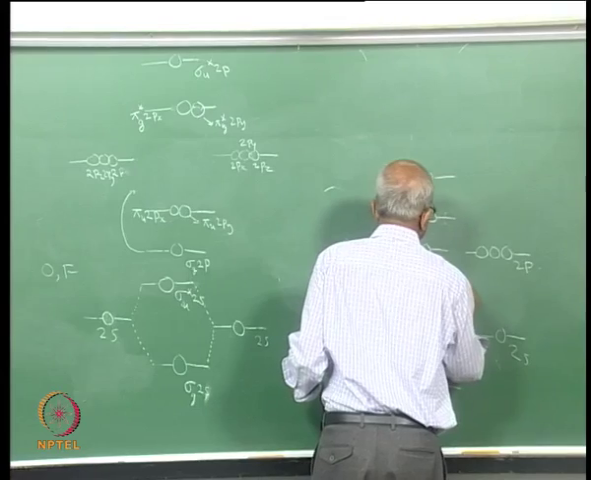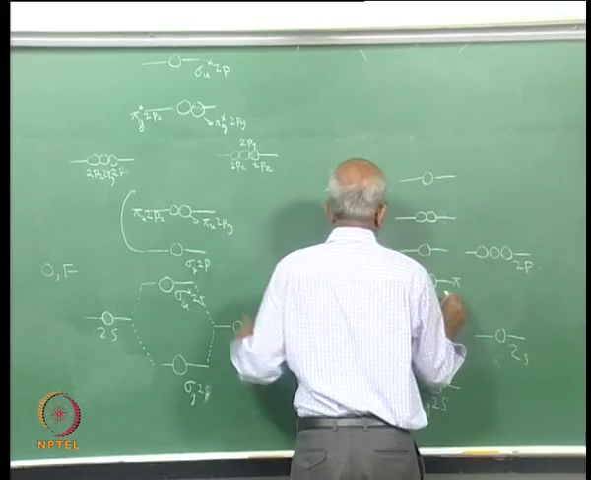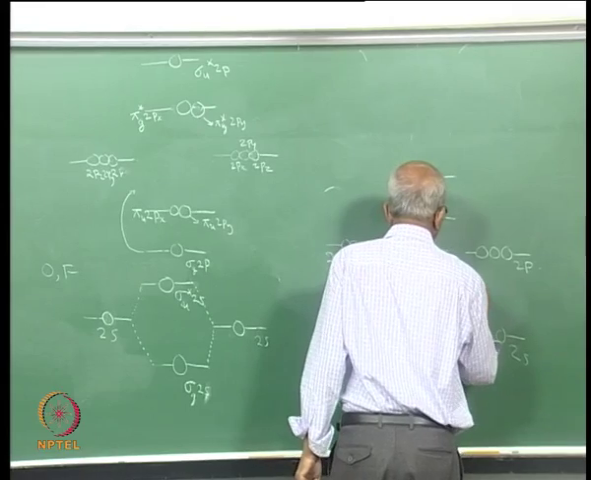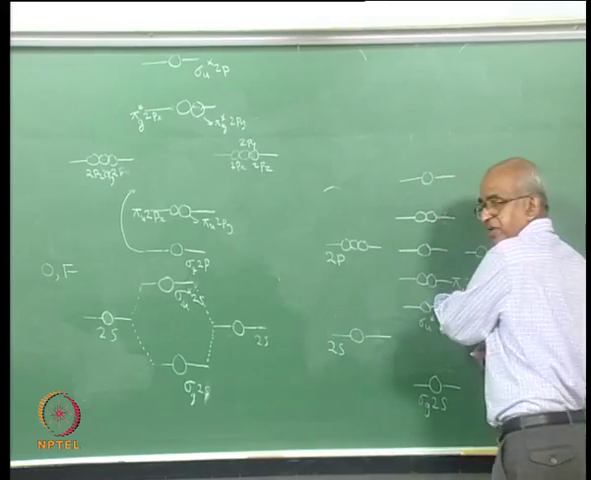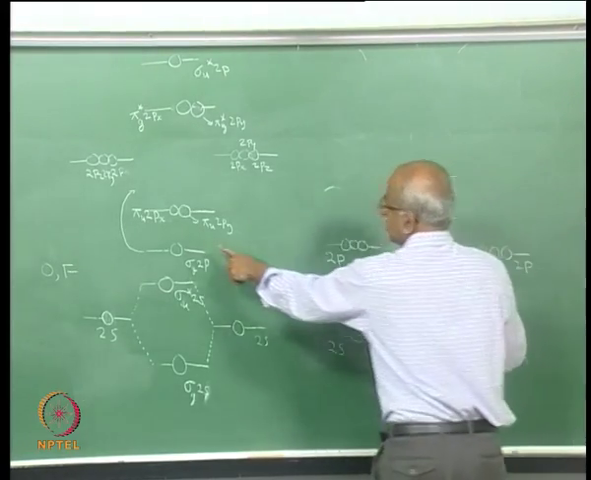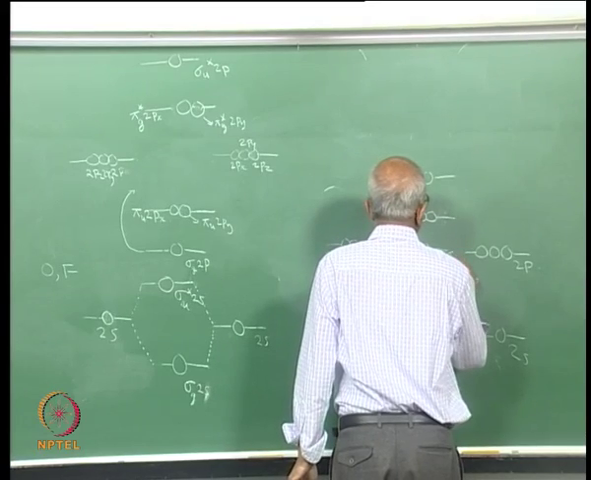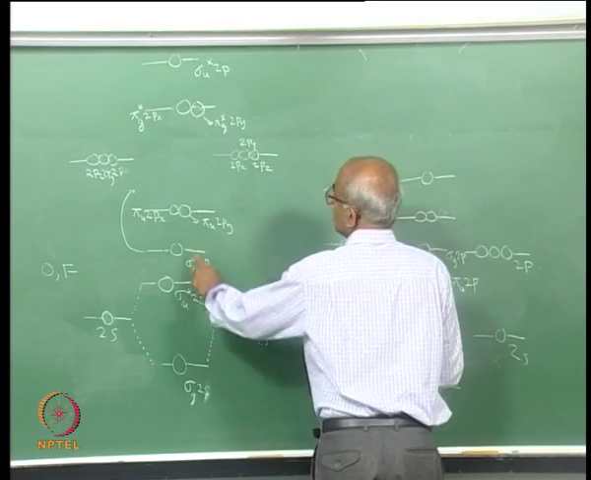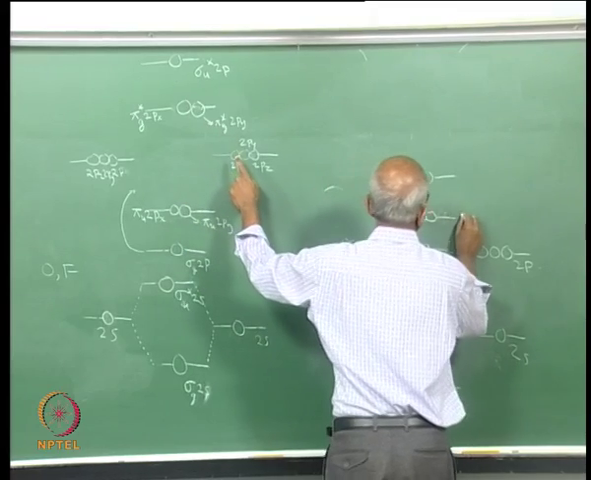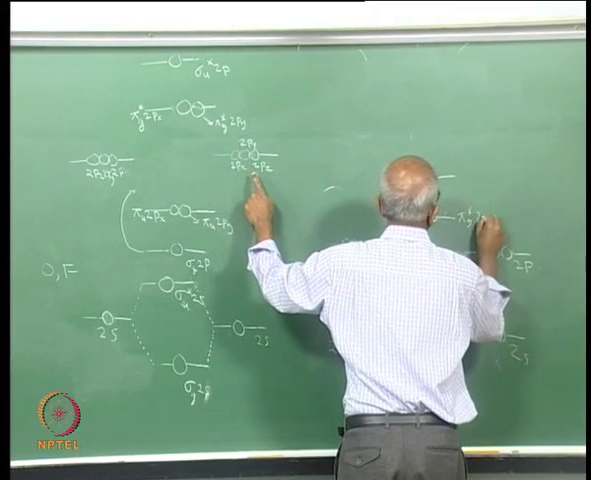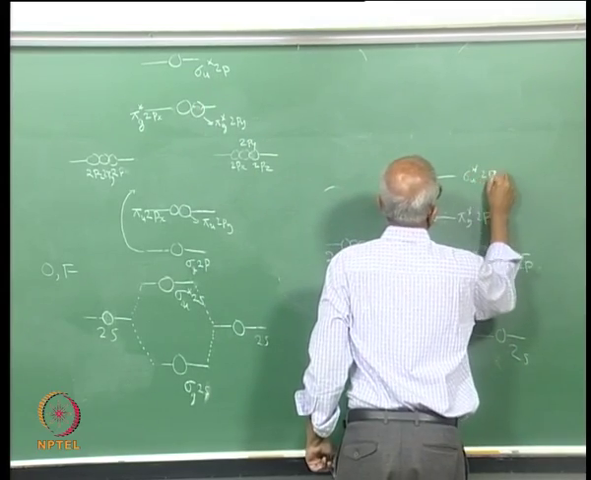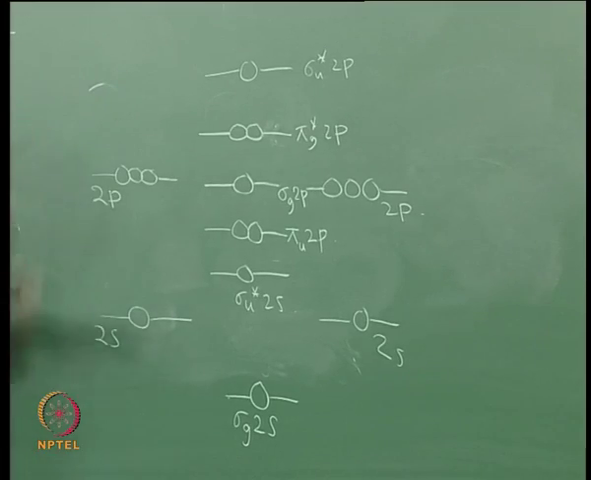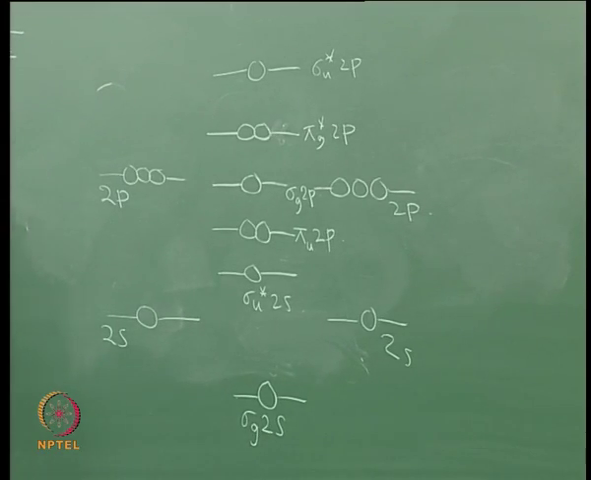So, this is going to be pi u 2p. I will not put the subscripts x or y, it could be x or y, they both have the same energy. Then I would have the next one, this goes above. So, I would have sigma g 2p. What is the next one? The next one is pi g star 2p, and the last one is sigma u star 2p. So, this will be the order in which the orbitals are in the case of diatomics like B2 or C2.